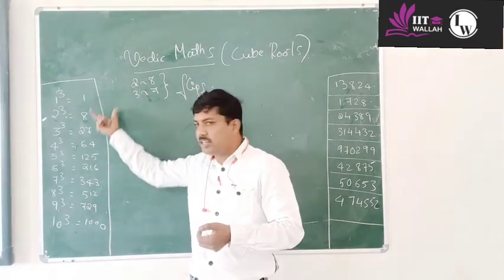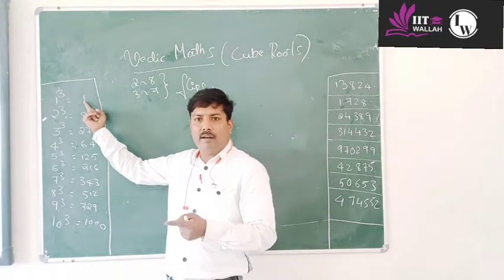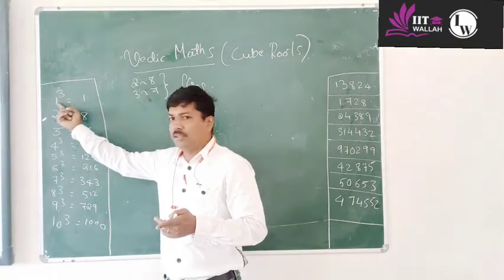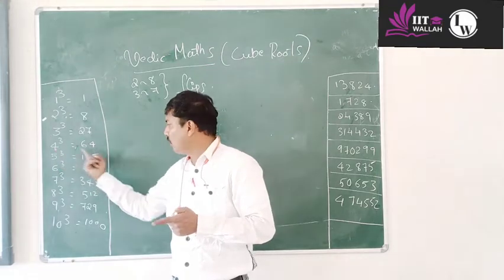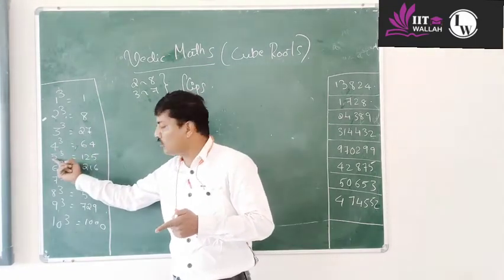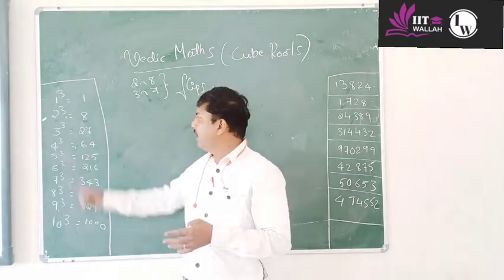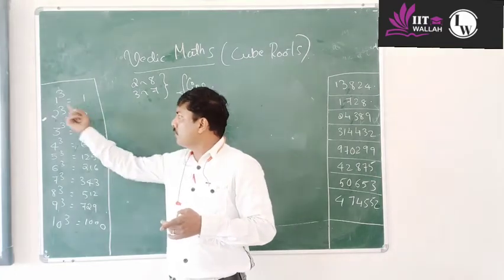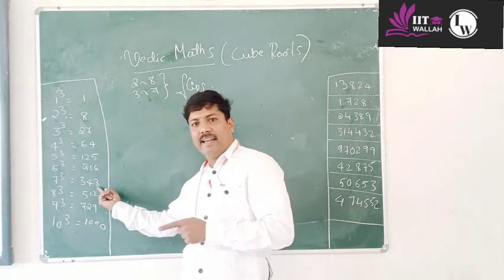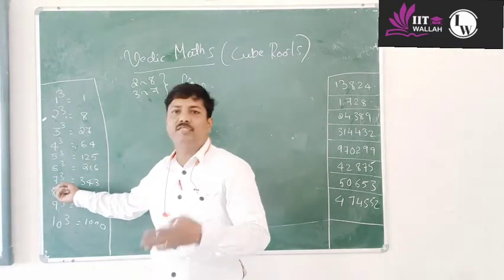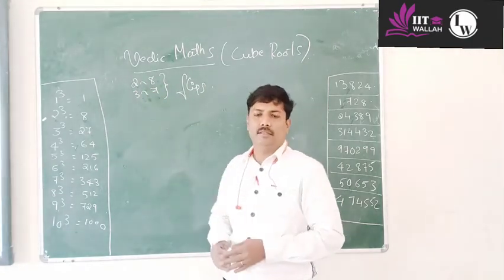By observing this table, you can understand that if any number ends with 1, its cube root also ends with 1. If any number ends with 4, its cube root also ends with 4. If any number ends with 5, its cube root also ends with 5. If 6, 6. The only difference is that if any number ends with 8, its cube root ends with 2 and vice versa. If any number ends with 3, its cube root ends with 7 and vice versa. That means 2, 8, 3, 7 flip.